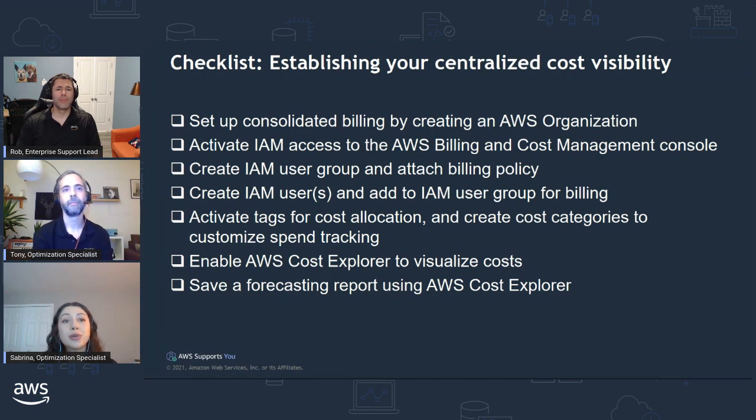And then moving on to my half of the presentation that I had just covered, some recommended best practices would be to activate tags for cost allocation, and then create cost categories to customize spend tracking. Go ahead and enable Cost Explorer, so that you can visualize your costs, go in and use different group bys or filters to create views that really support you in understanding your bill and your charges. And then finally, just creating a report, saving it, and getting some practice there would be a recommended best practice.